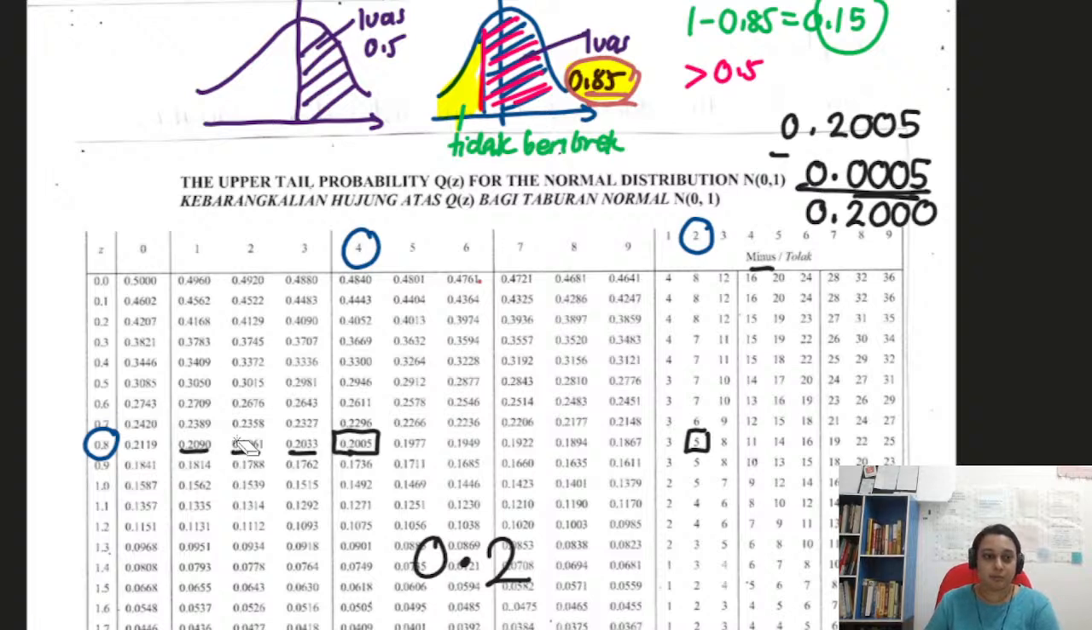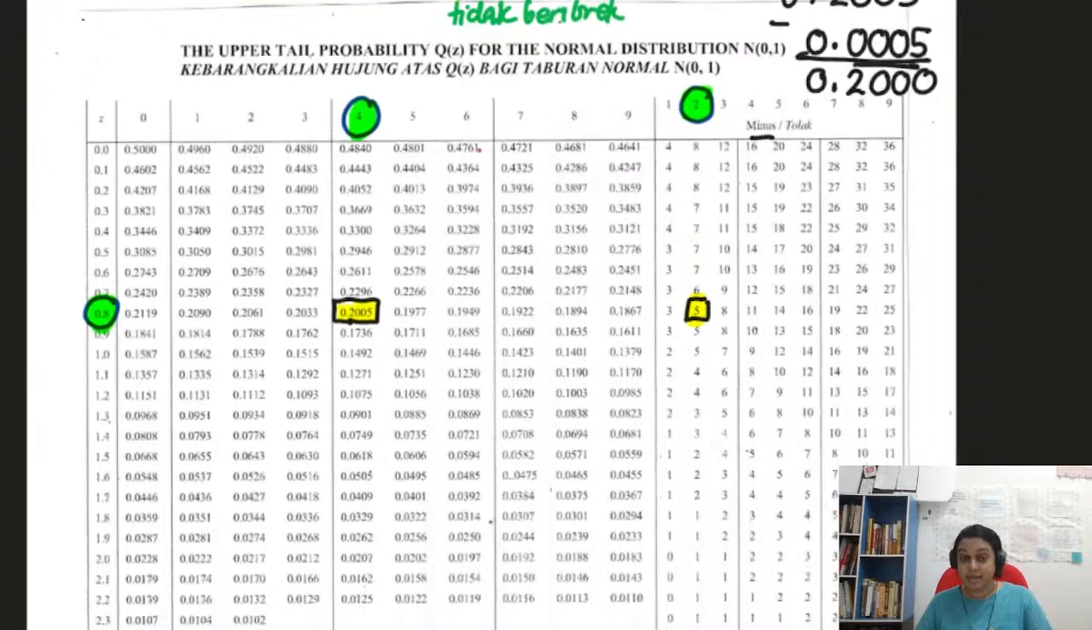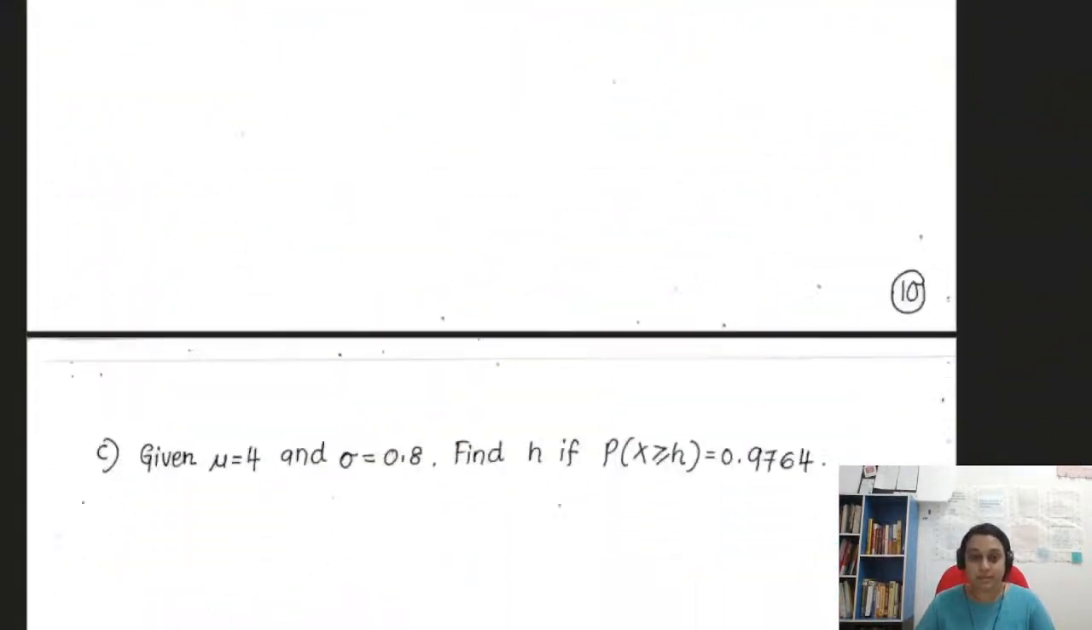Okay, so again, first you cari the paling dekat 0.2. So teacher dapat yang ni, 0.2005. Lepas tu tak nak 5 tu, we don't want the 5, so we minus with the number behind. So minus ready, we get ready lah, which is 0.842. Okay, so teacher pergi ke bahagian soalan tadi.